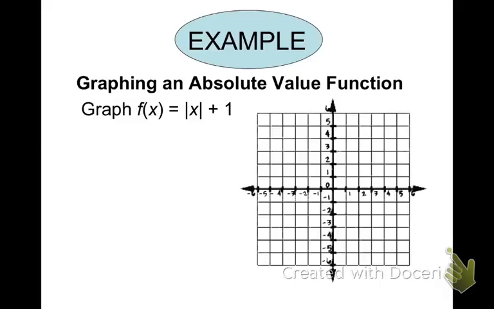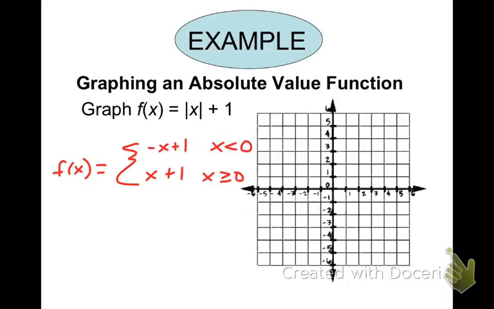So now what would the pieces be? If we think about it as a piecewise function, for all negative values, what would be the expression? Perfect. -x + 1. What would be the positive part? Just x + 1. Well, we can easily graph those lines. Those aren't hard to graph. They both have y-intercepts of 1. One has a negative slope. One has a positive slope.